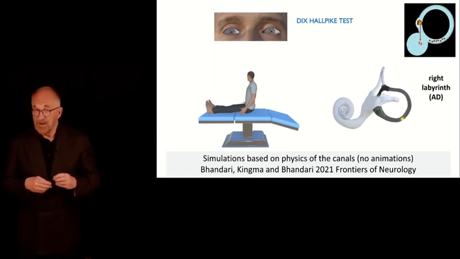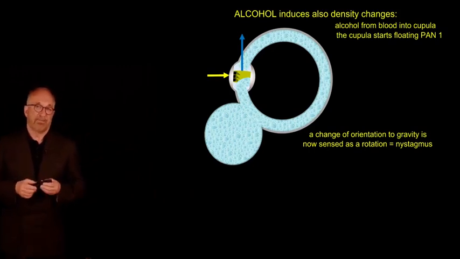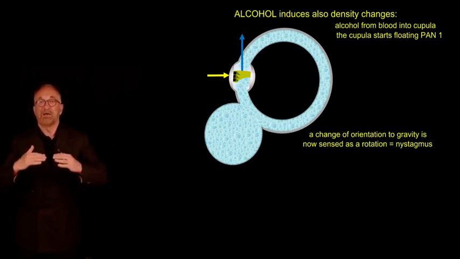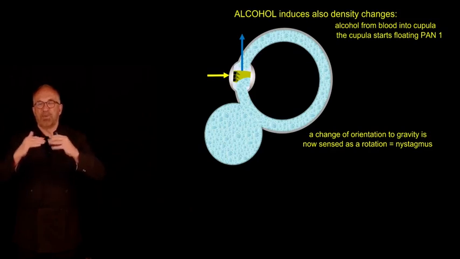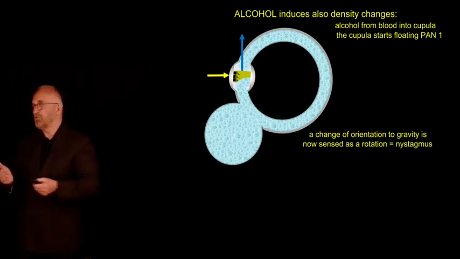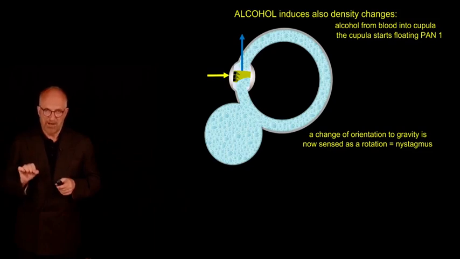If you drink alcohol, you have the same kind of experience. You also get a positional nystagmus that is induced by the alcohol coming from the blood flow into the cupula. Alcohol is lighter than endolymph, so it makes the cupula lighter and the cupula starts to float. By that there is a deflection of the hair cells and you get a stimulation, as you can see, of the system. So now if you rotate from one side, laying on the right side, laying on the left side, you will observe a post-alcoholic nystagmus type 1.